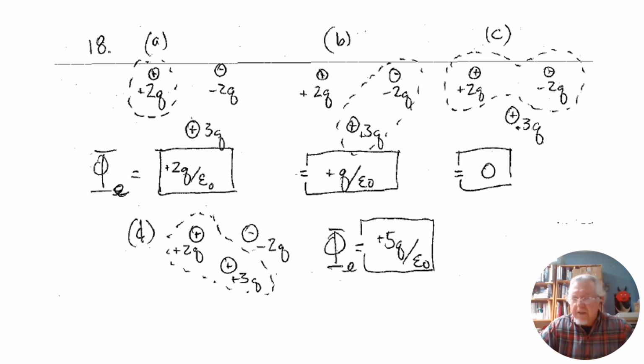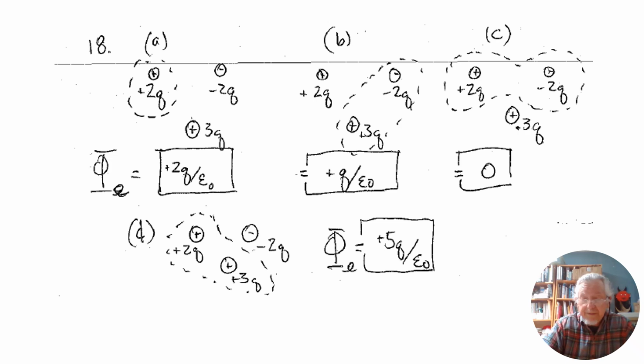The point is this: if you want to know what the flux is, what you really need to know is the net charge enclosed. Now, another piece that's important is if the net charge is positive, the flux is out because the field is out. If the net charge is negative, then the field is inward at each point.